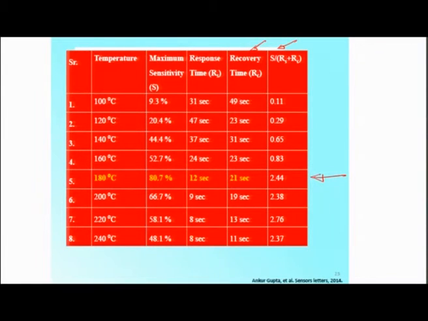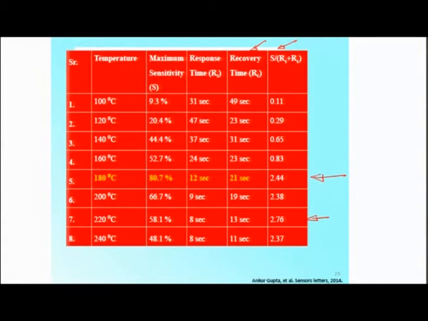180 degrees Celsius, where the time scales are relatively limited. It gives a 12-second response time and a 21-second recovery time, and the sensitivity per unit, the total time that is needed for a single cycle, is also reasonably high, not as high as what you can see in 220, but again in terms of operability, 180 degrees Celsius is a much better temperature to attain than 220 degrees Celsius. A lot more power will be needed at 220 degrees Celsius and in maintaining it at that particular value.